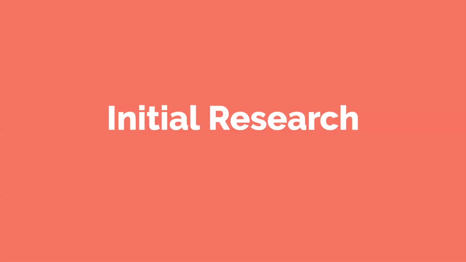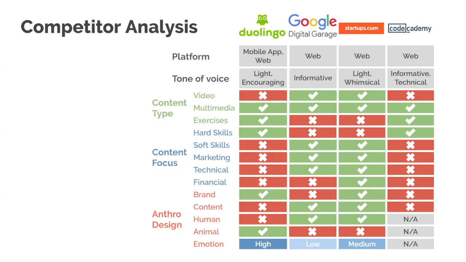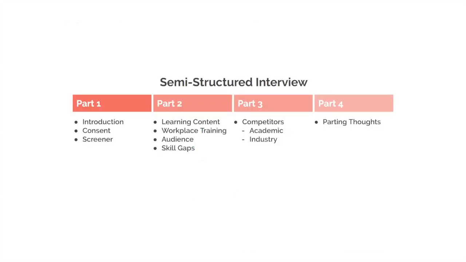So the initial research here was a competitor analysis looking into some of the key competitors. Some of this was just from an initial investigation of what was out there, some of the more popular offerings, and this was further educated by the interviews and the work survey. And the semi-structured interview that was conducted involved screener questions, a discussion and exploration of learning content, workplace training, audience skill gaps, and then a review of the competitors and any parting thoughts that the experts would go with.